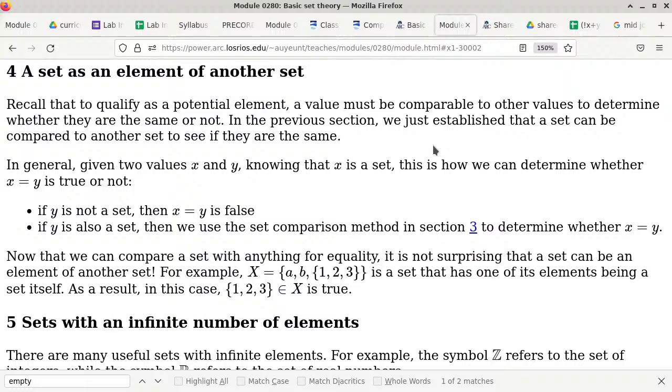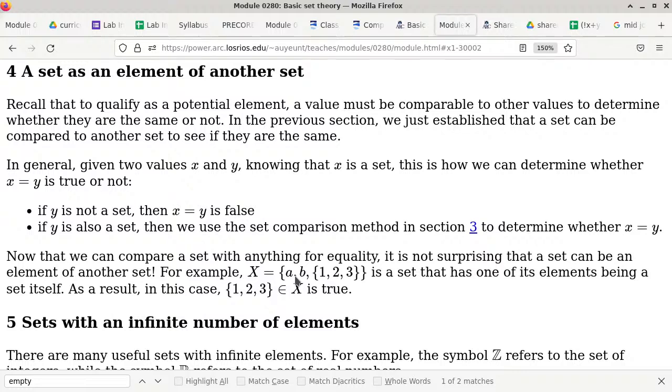Now we can compare a set with anything for equality. It is not surprising that a set can be an element of another set. We just explored that earlier. So in this case, if X is defined to be a set that contains A as a value, B as a value, and then the set of 1, 2, 3, the set itself is an element.